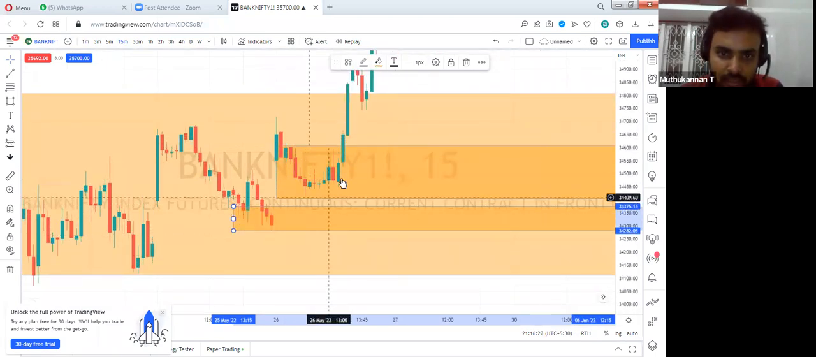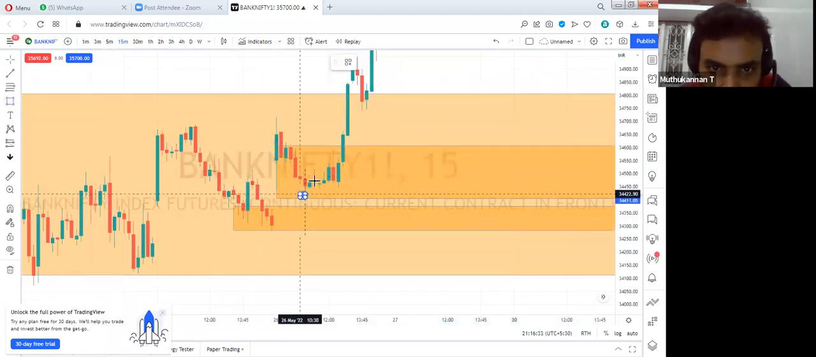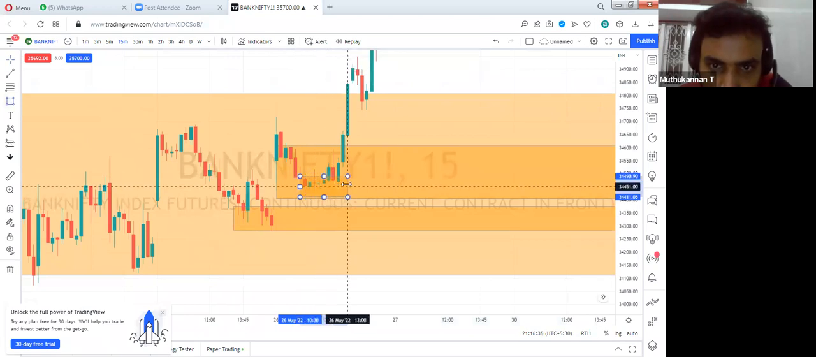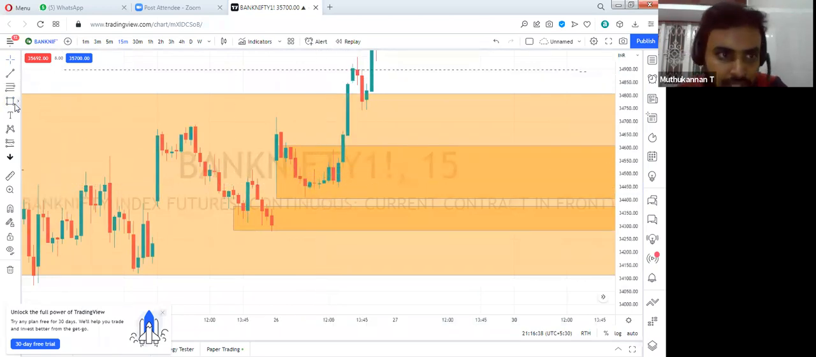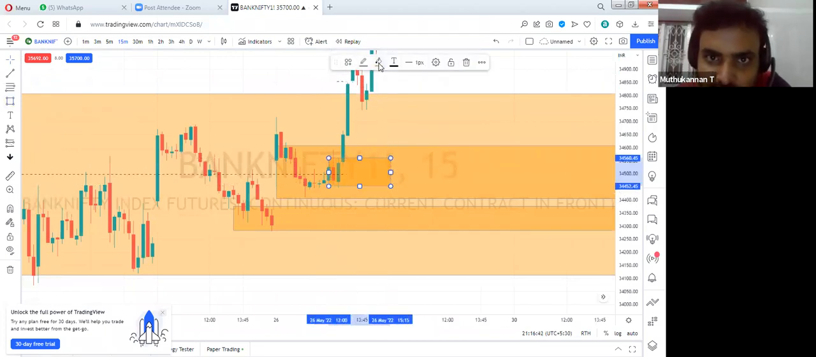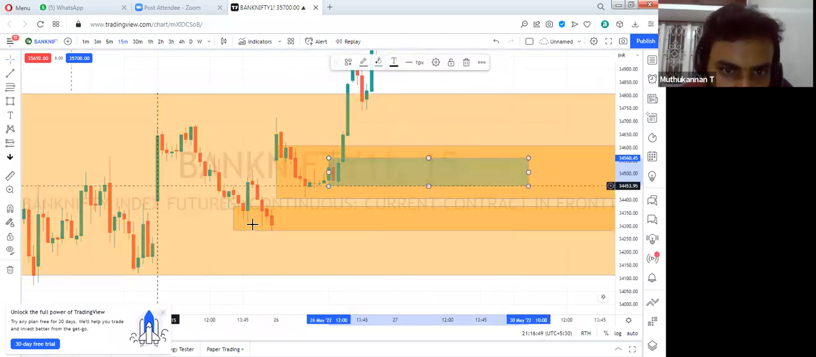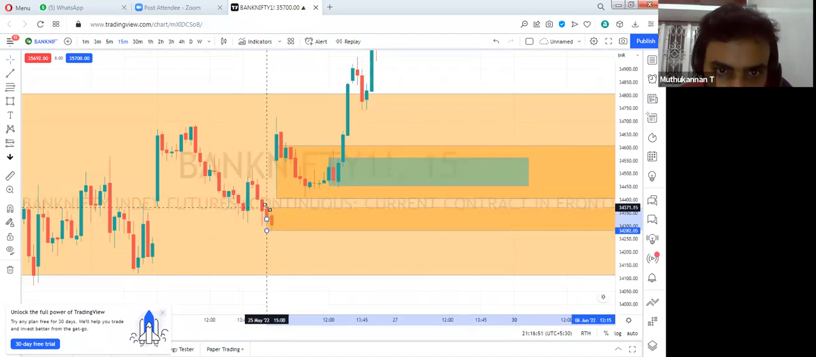Now you can see here, this is your swing point, right? This swing point is touched. So I'll be taking this swing point as a key point. I'll be changing the color for this. So I'll be buying either from here, or in this case, this is my swing point, from here.